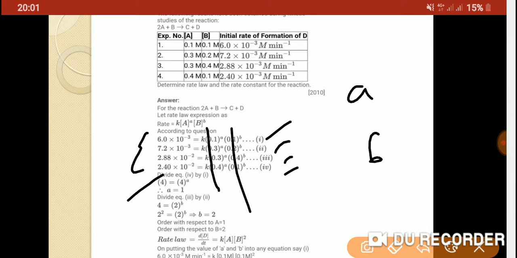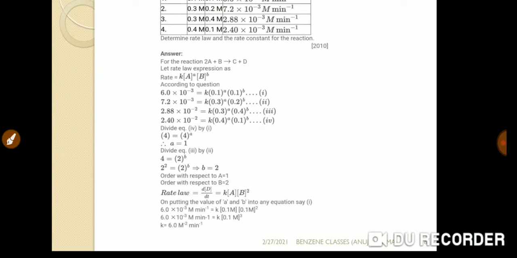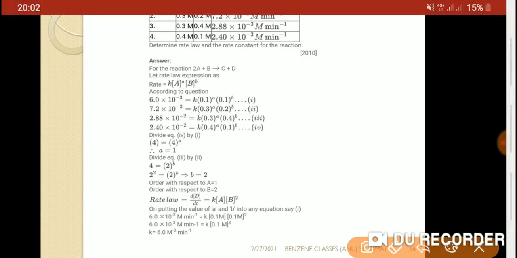Then you can see, dividing equation 4 by 1, you will get the value of a equal to 1, and dividing equation 3 by 2, you will get the value of b equal to 2. So you can put the values of small a and small b into equations 1, 2, 3, 4. You will easily get the order of the reaction, right? And you can also write down the rate law here. Rate law: d[D]/dt equals k [A] [B] square, right?